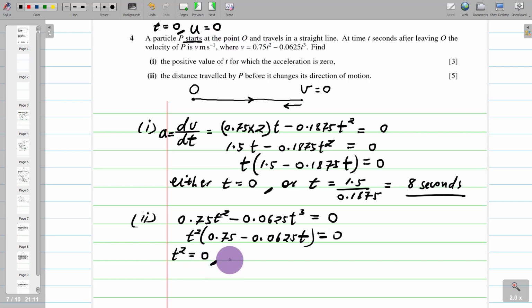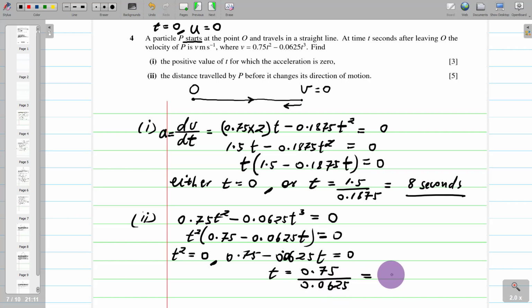So let's get the other value of t. We are going to have 0.75 minus 0.0625t equals 0. When we rearrange, we take this one to the other side of the equal sign. We are going to make t the subject, and we're going to get 0.75 divided by 0.0625, and this one will give us 12 seconds.